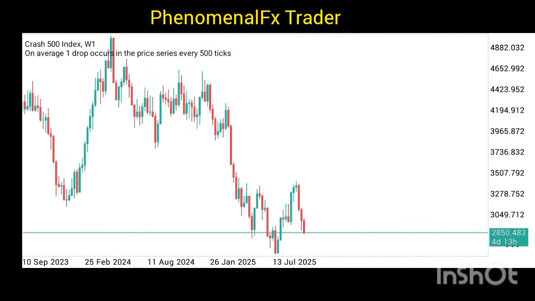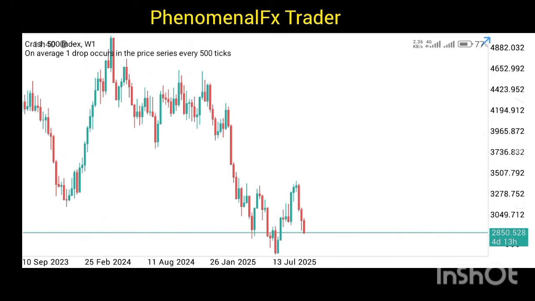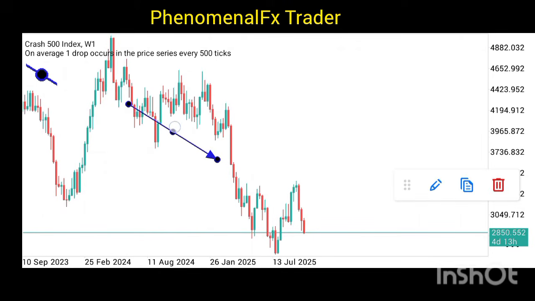Here on the weekly time frame, you can see the market is giving us a structure that looks like an inverse head and shoulders pattern. This is the left shoulder, this is the head, and this is the right shoulder.